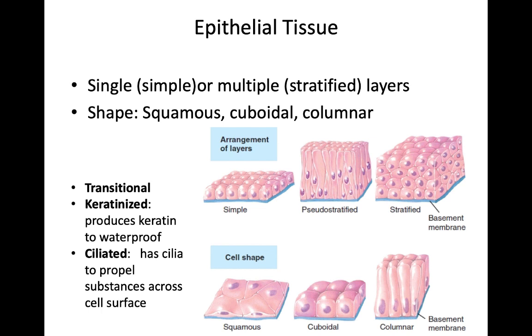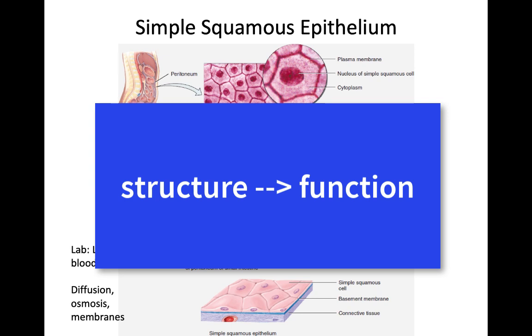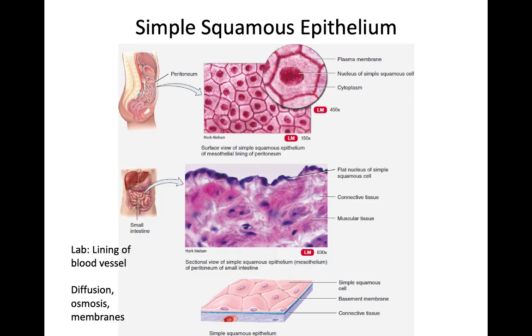Remember when we're naming epithelial tissues that cells are named for the shape they are at the apical surface. It helps to remember that the structure informs the function. What this means is that a very thin tissue that is one cell layer thick is not going to be very well suited for protection. It's much too delicate. But that same thin, one cell layer thick tissue is very well suited to function for diffusion of nutrients or gases.